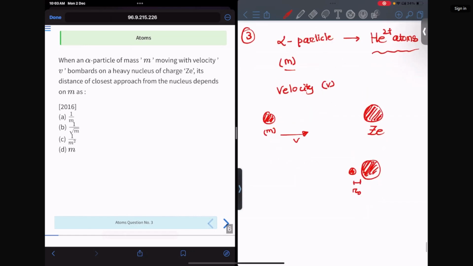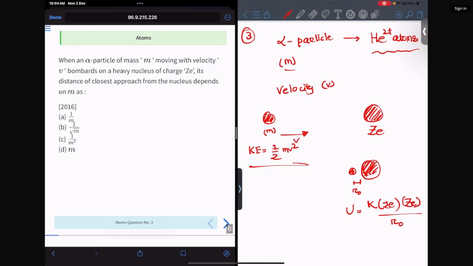Look at the way I'm approaching each question. In the first question, what did I do? Initially, it had only kinetic energy, which was half m v square. And finally, it will only have potential energy. How much potential energy will it have? K times the charge of the alpha particle, 2e, into Q2, where Q2 is Z e, upon R naught.